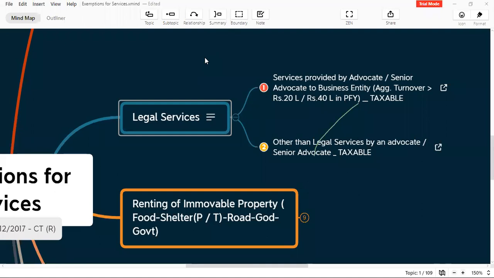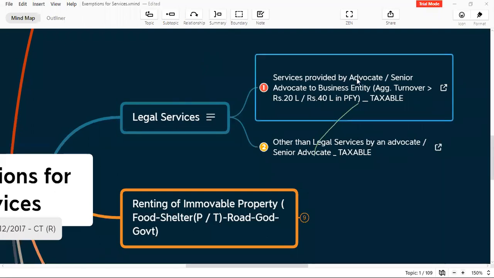Okay, then it is taxable. Who has to pay the GST? Not the lawyer. It has to be paid by the businessman. So it says services provided by an advocate to a business entity. Now, when you say business entity, many people assume that it is only for partnership firms, etc. No. Business entity means any person in business.